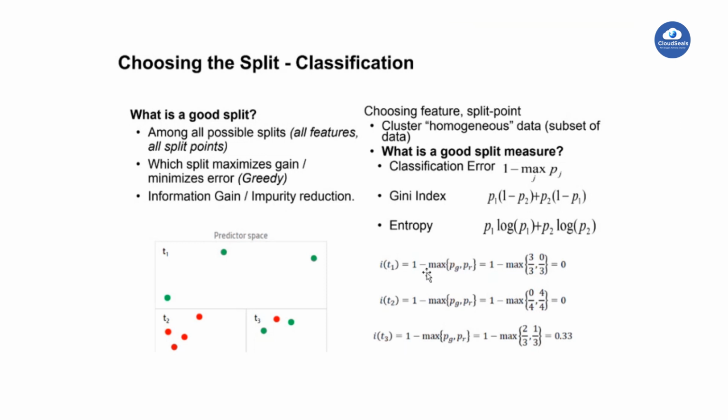For the independent variable, how many classes are there? The sum of the probabilities of all classes is always 1. So 1 minus the max probability. How much max probability are we getting by using this independent variable? Based on that, we calculate the classification error. How much error will we get if we classify the dependent variable by using this independent variable?